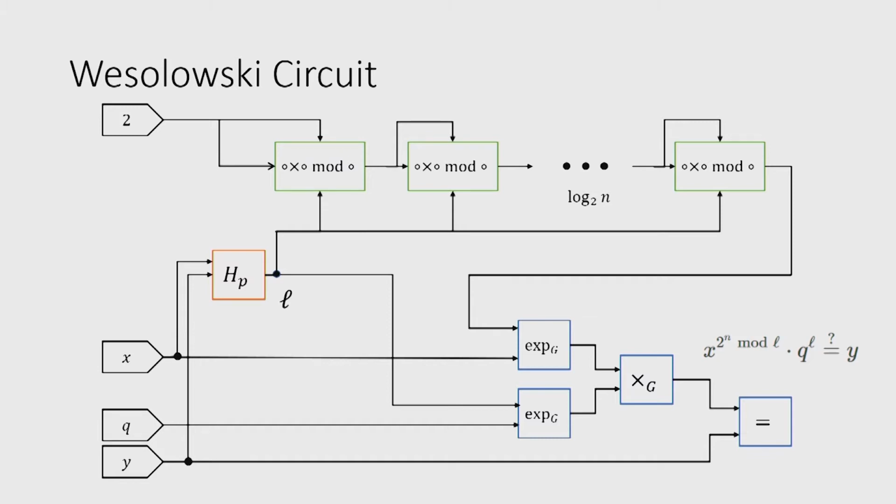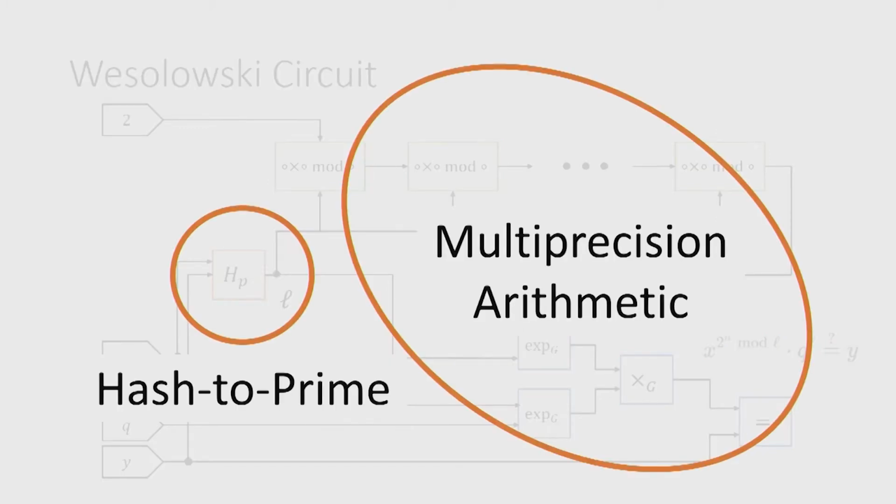The observation that we make is that basically there are 2 kinds of things going on here. One, you have a hash function that outputs prime numbers. We call this hash to prime, and that's in the left-hand corner. This is how you get the challenge for the Wesolowski proof. Then we also have a whole bunch of multi-precision arithmetic. This is the stuff that we've been working on in the hardware context and is also present here.